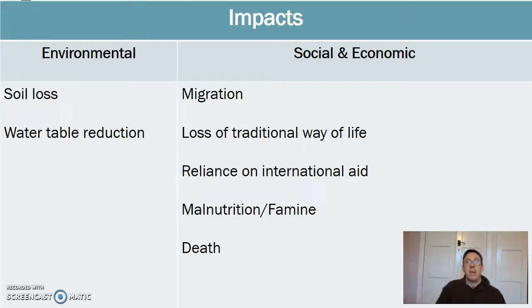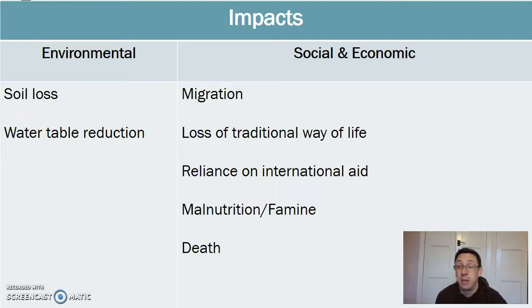Now, what are the impacts in this area as well? You'll notice that a lot of these impacts are very similar to the impacts we have in the Great Plains. So we're talking about loss of soil, the water table being reduced. These are big environmental problems. Socially, economically, we see people migrating, rural depopulation, rural poverty is a major issue. We talk here about a loss of a traditional way of life.